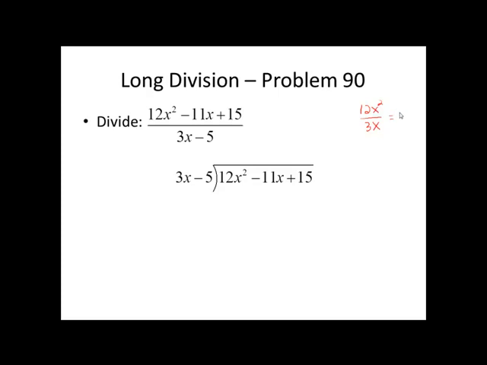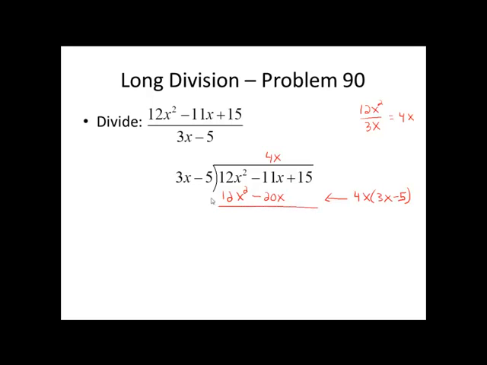Well, 12 divided by 3 is 4. X squared divided by x is simply x. So I'm going to write 4x in the quotient. Multiply 4x by 3x minus 5 and write the result here. 4x times 3x is 12x squared. 4x times negative 5 is negative 20x.